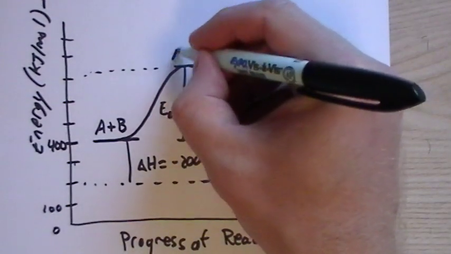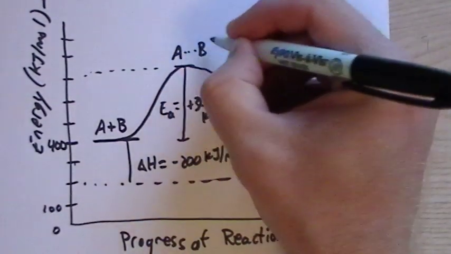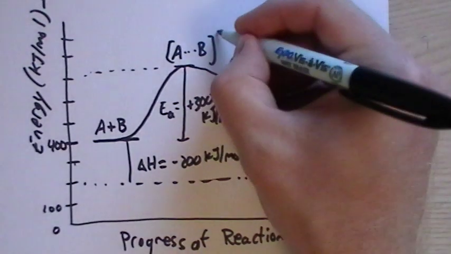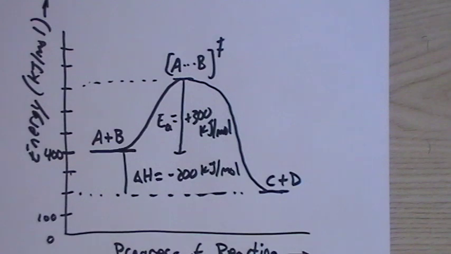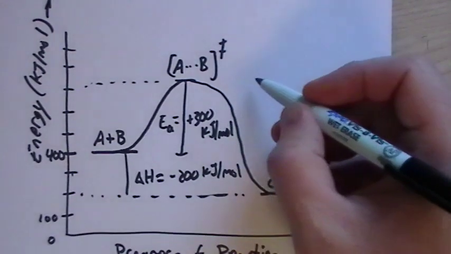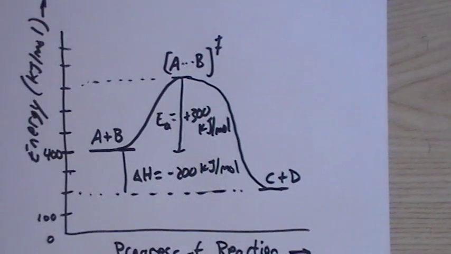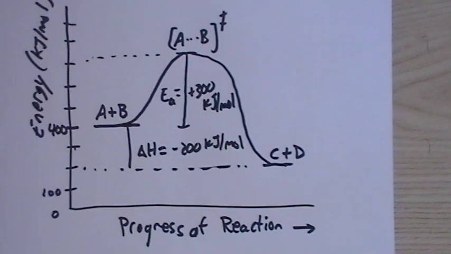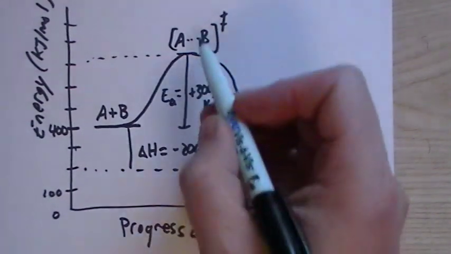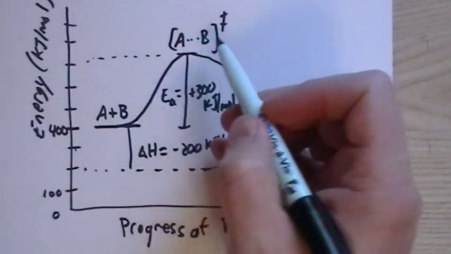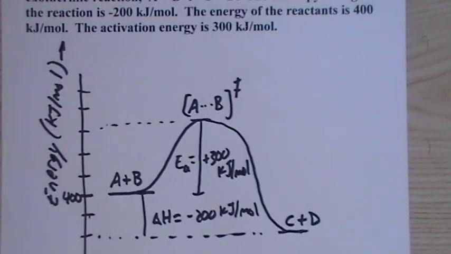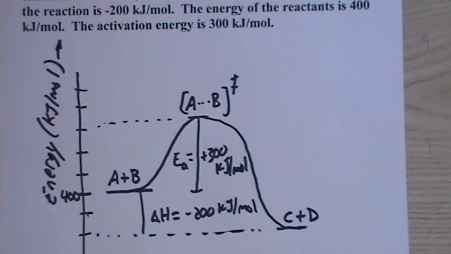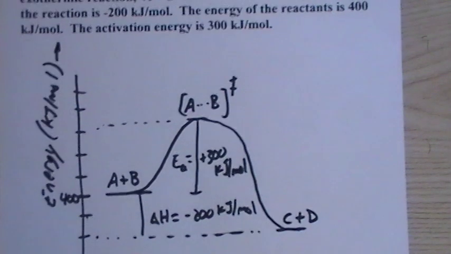What we do here is we put A dot dot dot B in brackets and put the scroll mark to indicate the activated complex. And that's enough. If you put the scroll mark, you can also point to it as the activated complex. We have EA, we have delta H, we have the concentration, we have the reactants and products, we have the activated complex, we have the axes labeled correctly. Looks like we have everything. That's what you need to do.